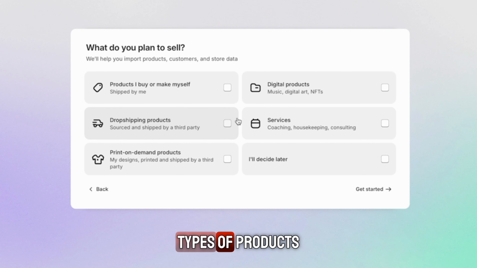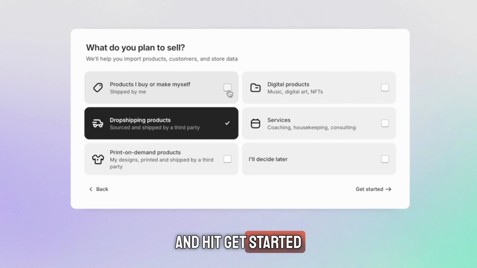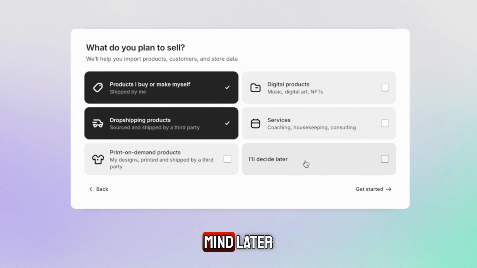Then, choose the types of products you plan to sell and hit Get Started. Don't worry if you change your mind later. You can update these settings anytime.